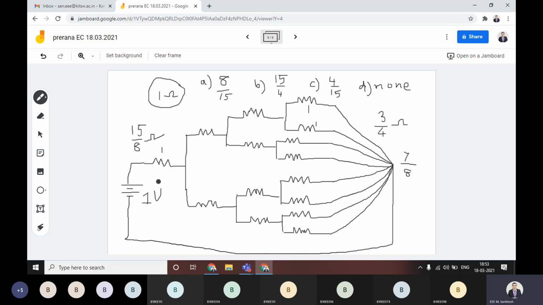Then the current they are asking is here. The voltage source, how much is it supplying to the circuit? Current supplied by the source means that is here. Okay, the initial current at the source point, how much current is flowing, that is the intention. Okay, I hope you understand now. Anyone having any doubt? Okay, 8 by 15 is the correct answer.